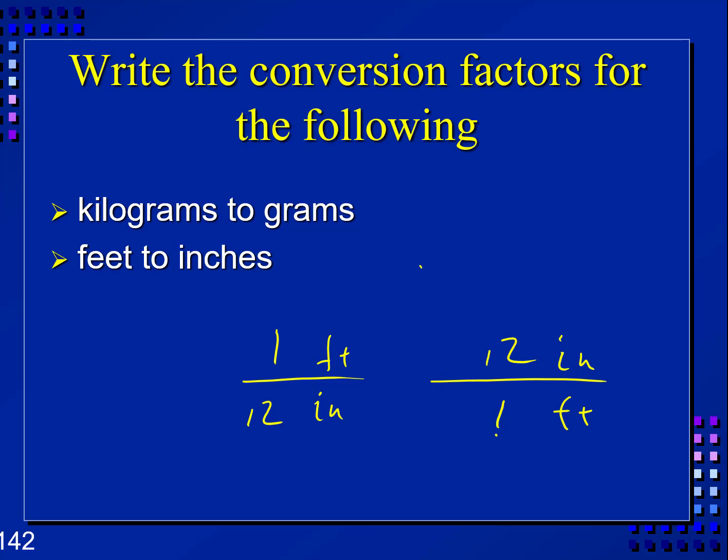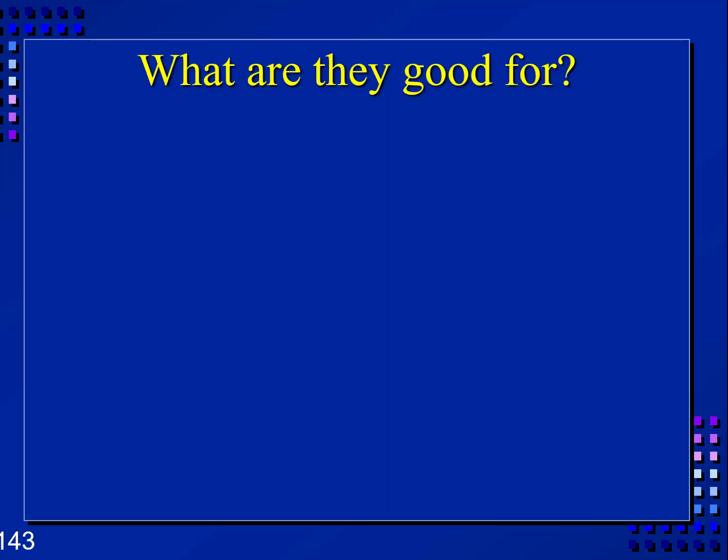Extra super tough? Pretty easy. Just copy those units, put one on top, one on the bottom, and then fill in the numbers. The hard part is memorizing the numbers. Okay? So, that's how you make a conversion factor.